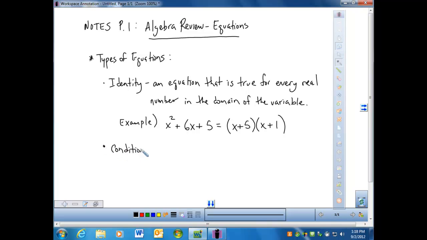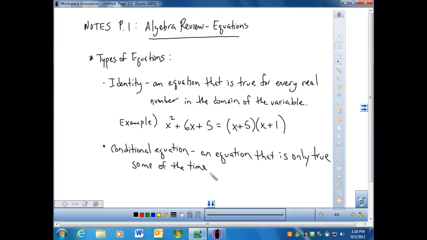Second type of equation that you should be familiar with is called a conditional equation. And this is really the kind of equation that you are probably most familiar with as you go through algebra, because these are the kind of equations that we typically try to solve for x. Because a conditional equation is an equation that is true only some of the time, or it could be true all the time, or it can also be true never. It's possible that you have an equation that can't be solved. We call that no solution usually.